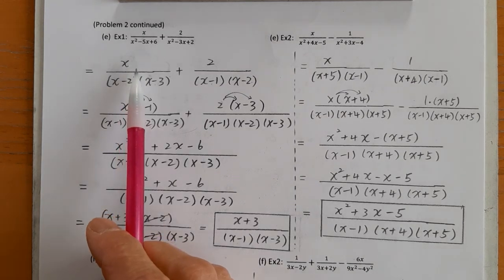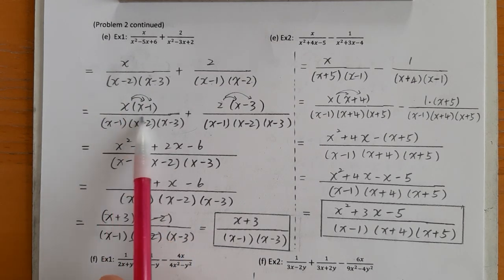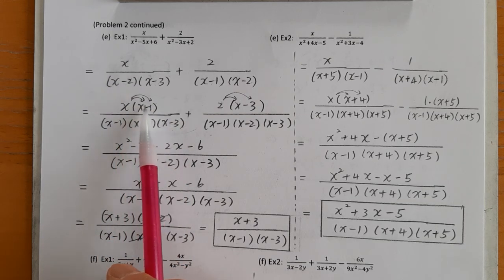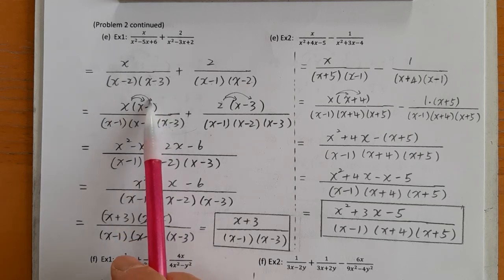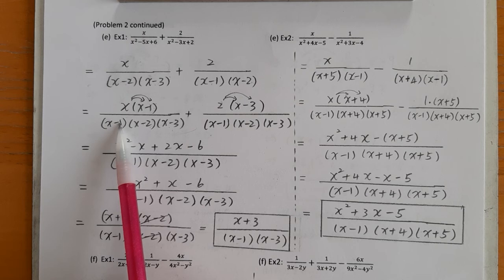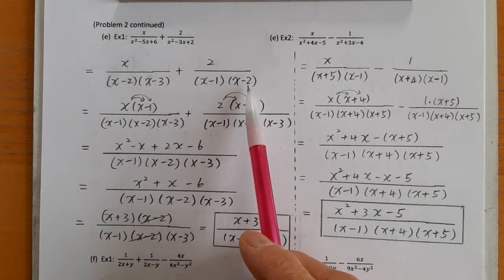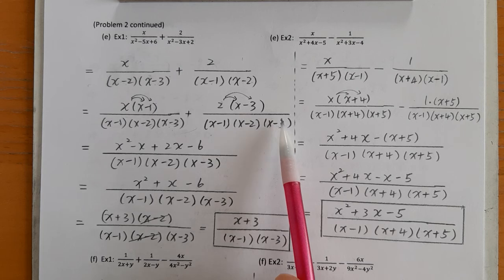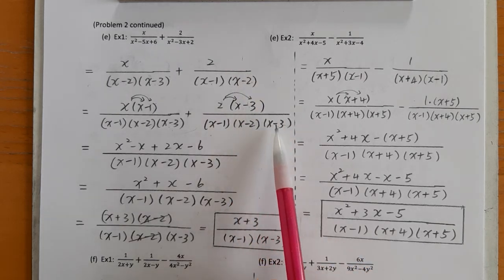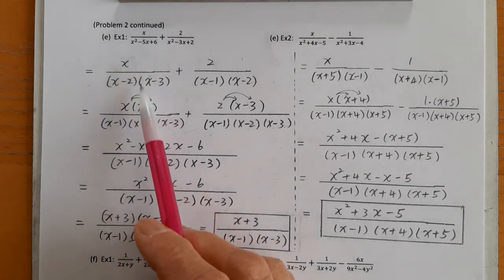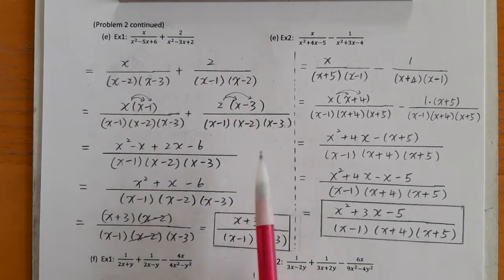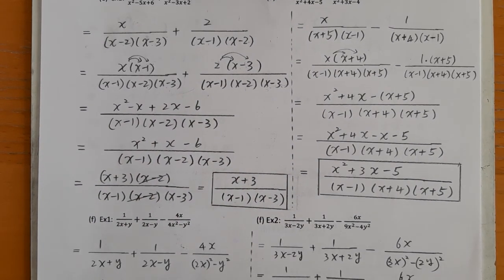In order to make the first one have this denominator, we need to multiply by x minus 1. Here we have x minus 2 and x minus 3, so multiply both sides by x minus 1. And for the second one, we need to multiply both sides by x minus 3. And they still are equal. If you cancel this, they are still equal. Now they have the same denominator, so you can add the numerators.